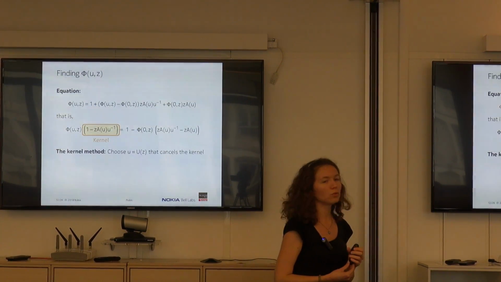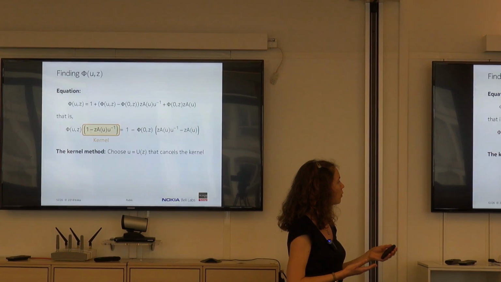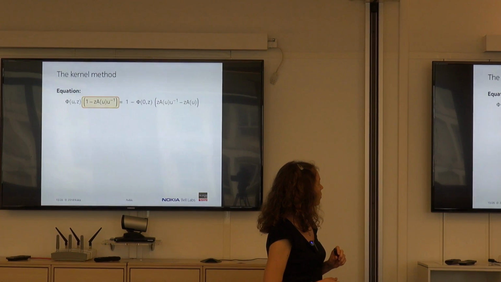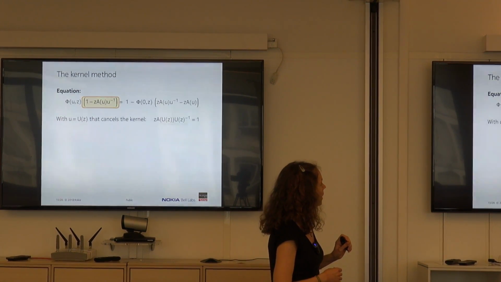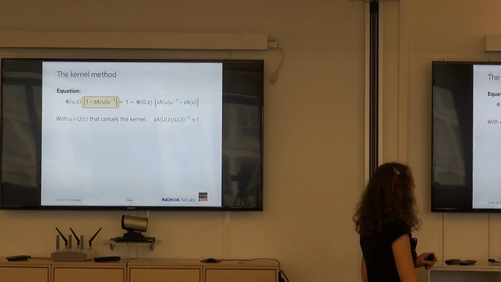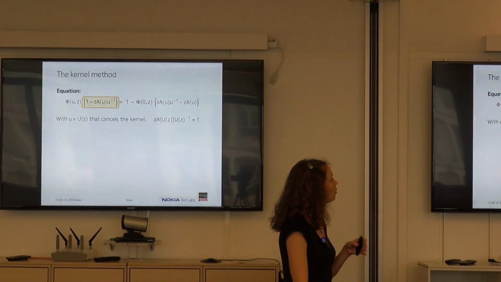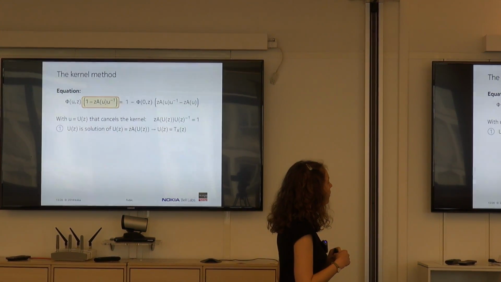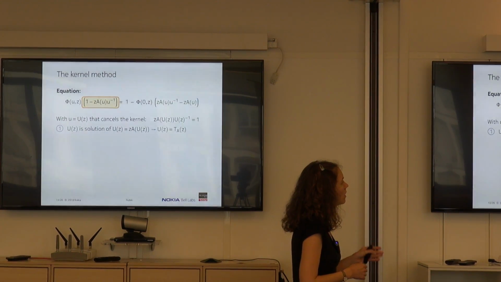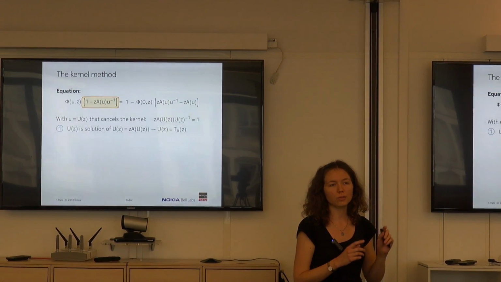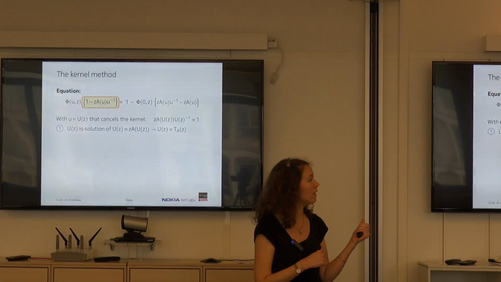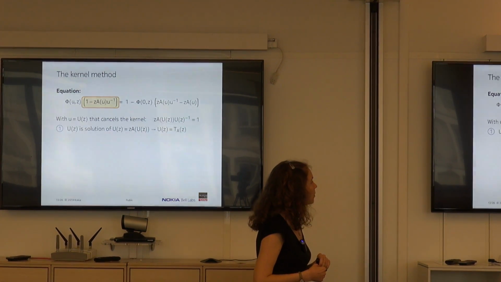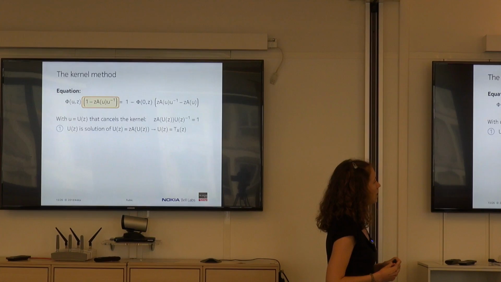So the idea is to choose some u, which will be a function of z, u of z, that will cancel this kernel. Okay, so this is our equation. We take u of z that cancels the kernel. It gives us z a of u over u equals 1. So we can rewrite it as u of z equals z a of u of z. And if you remember what Elie said, that's exactly the equation satisfied by a Galton-Watson tree with children distribution given by the generating function a.